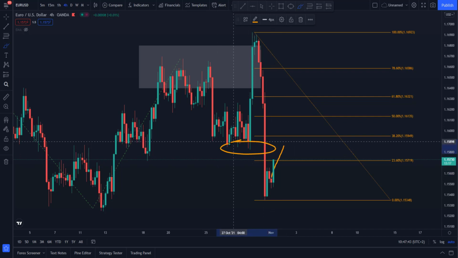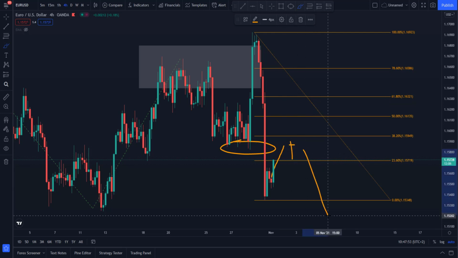Okay, so I'm expecting to see some market reaction around this structure right here, and from here, if I do get a nice reversal signal candle, could be a candlestick pattern as well, something to indicate to me that price will continue lower, then I'm going to enter a short trade here.